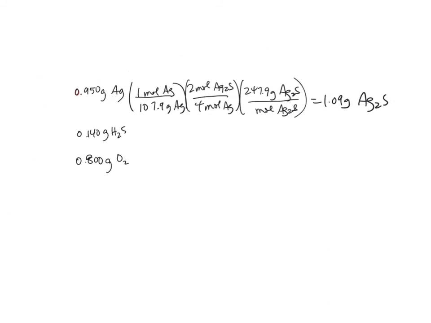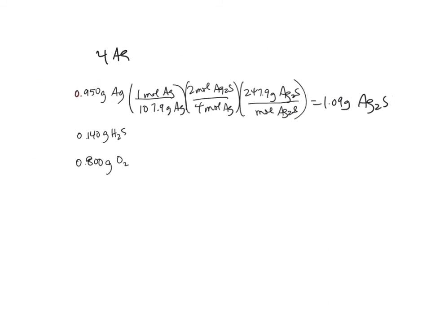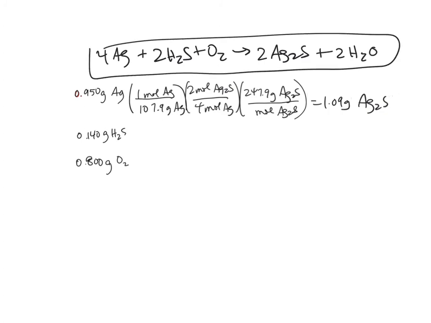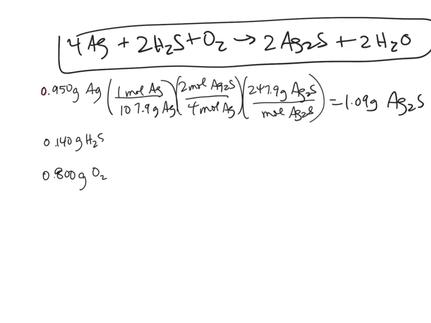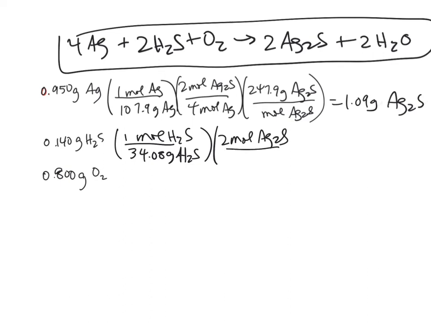By the way, let's just go ahead and put the reaction in here. This is 4 silvers, 2 hydrogen sulfides plus O2 forms 2 silver sulfides plus 2 waters. Okay. So next then we're going to take the H2S and use molar mass for that. 34.08 grams H2S per mole H2S. Then you have 2 moles of silver sulfide for every 2 moles of H2S.